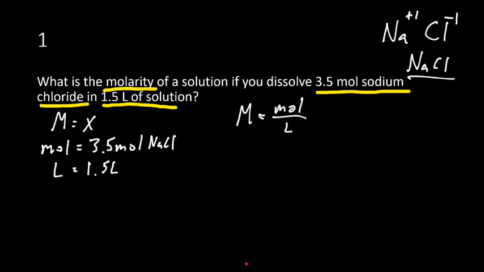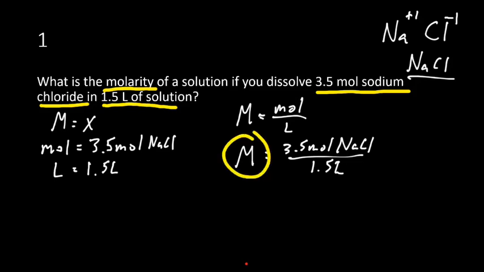So check, make sure that everything is in the right units. I've got moles and moles, so we're good there. And I've got liters and liters, so good there. So I can just plug in now. So for molarity, I don't have anything, so it's 3.5 moles of NaCl divided by 1.5 liters. And then molarity is my unknown. It's isolated, nothing else over there. So I get to just do my math out.